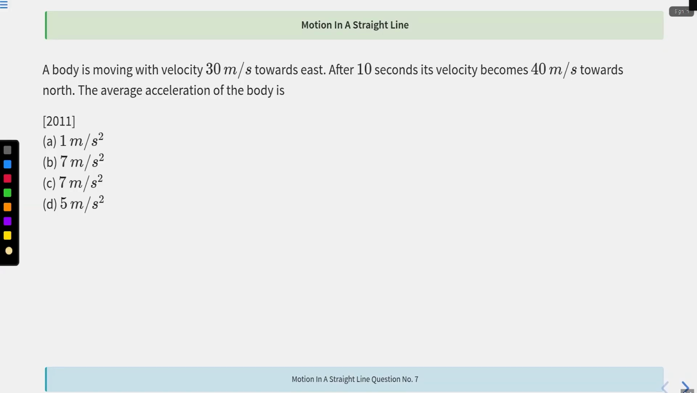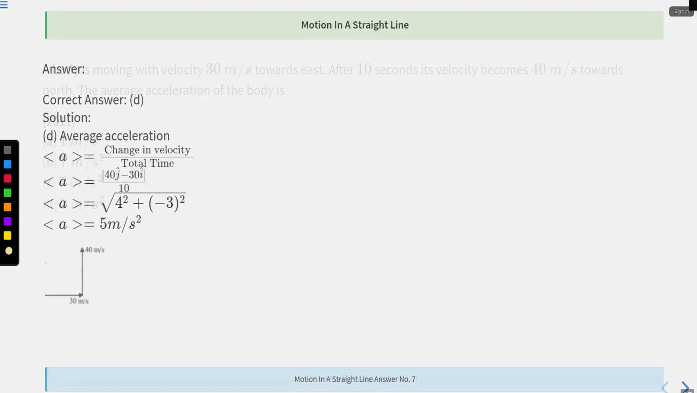Now, this is something in a vector representation, so I'm assuming that this is in a vector format. Correct? So what is acceleration? Acceleration is nothing but rate of change of velocity by total time. What is rate of change of velocity? First it was 30 i, then it was 30 j. Divided by total time, so the total time is nothing but 10 seconds.